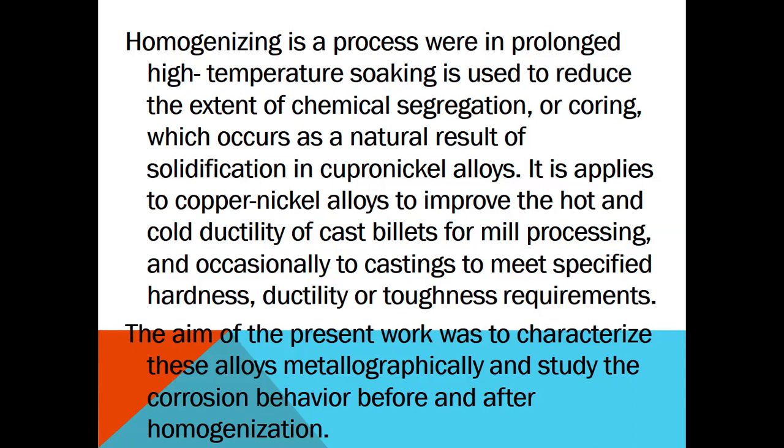Homogenization is used to reduce the extent of chemical segregation, or coring, which occurs as a natural result of solidification in copper-nickel alloys in casting. It is applied to copper-nickel alloys to improve the hot and cold ductility of cast belts for mill processing, and occasionally to castings to meet specified hardness, ductility or toughness requirements.